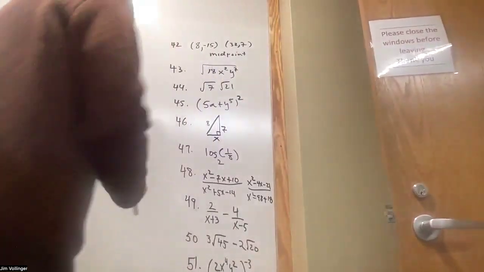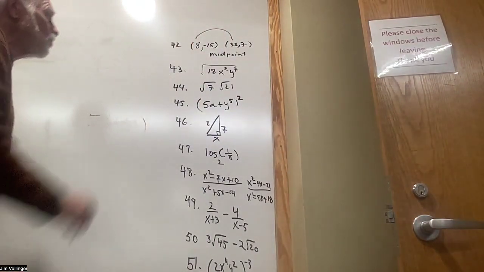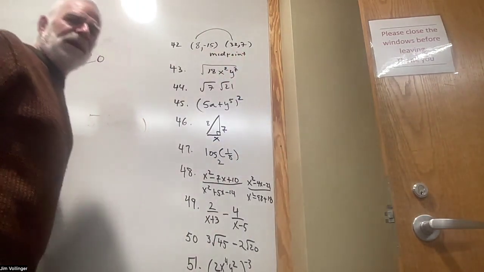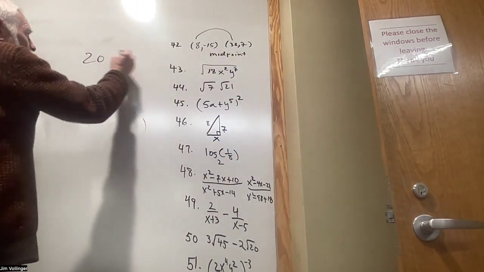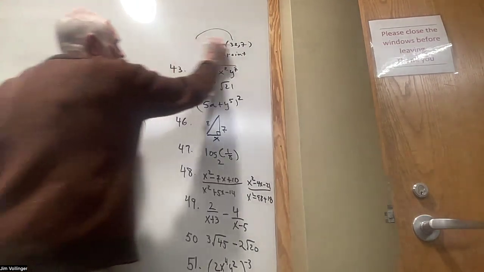Here we go. Midpoint of (8, negative 15) and (32, 7). Well, what numbers between 8 and 32? Add them up, 40, divide by 2, 20. What numbers between minus 15 and 7? Add them up, negative 8, cut in half, negative 4. That's the midpoint between those two. All right, how do we do this square root problem?